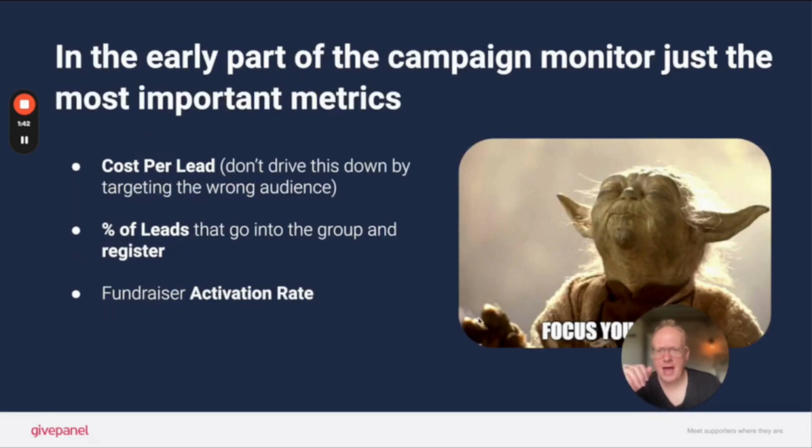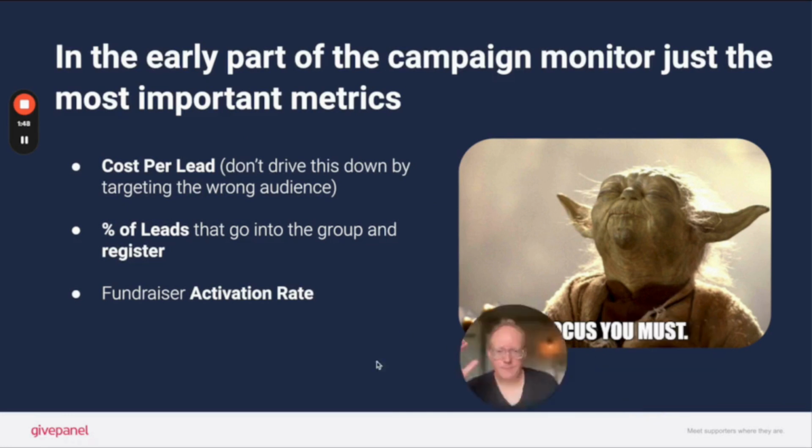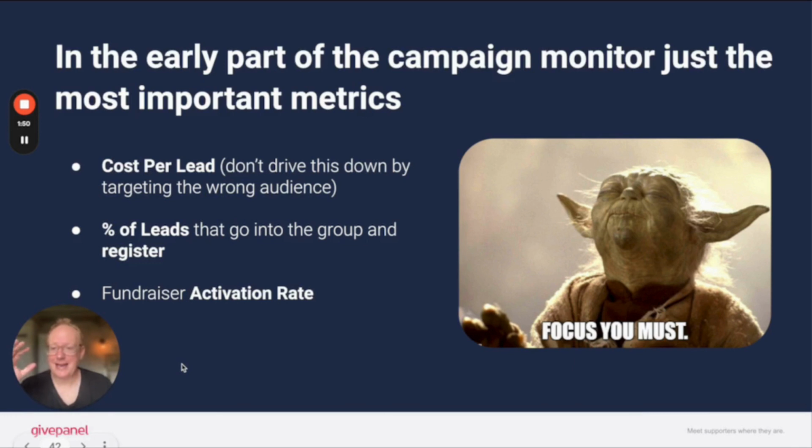Then, as the early part of the campaign starts, the key thing is not to measure all of the metrics at once, because you'll get analysis paralysis. So you need to focus. There are some metrics that just don't make sense to study at the start of the campaign. For example, your average raise per fundraiser is going to be meaningless at the start. So you want to focus on cost per lead.